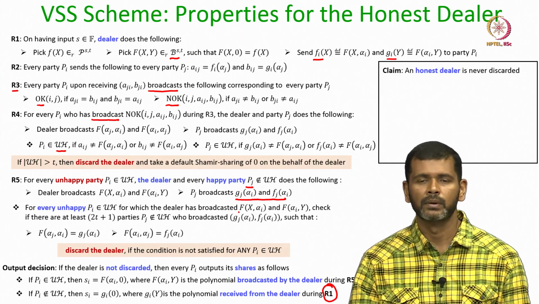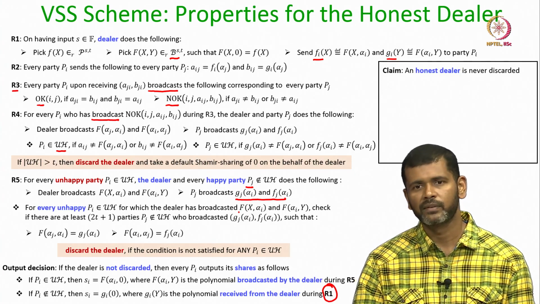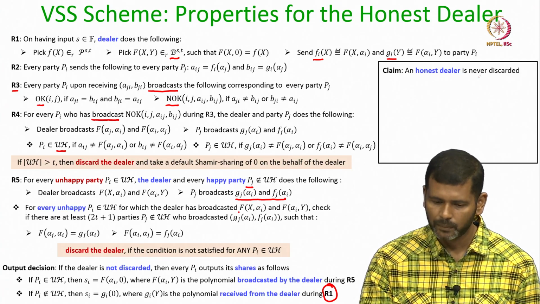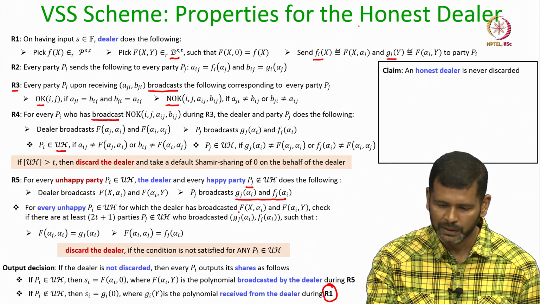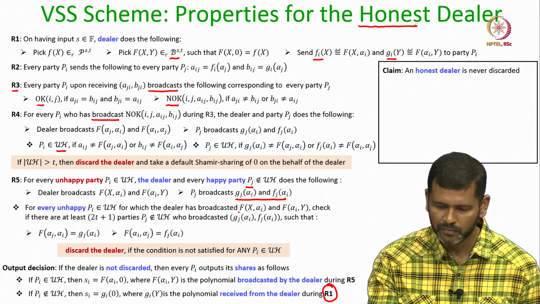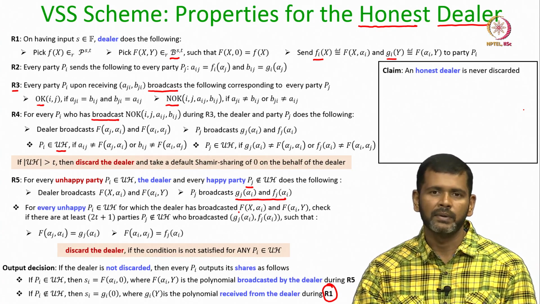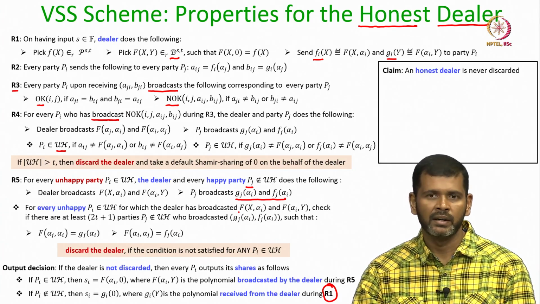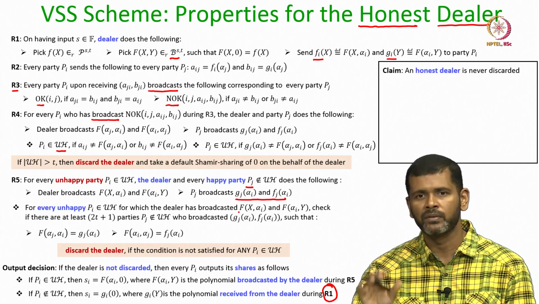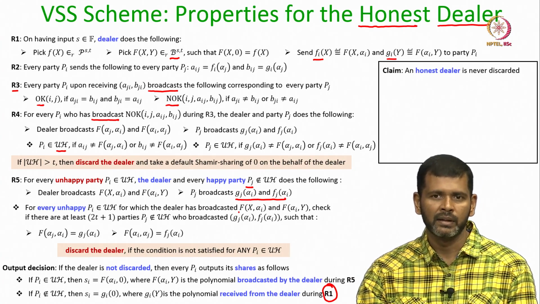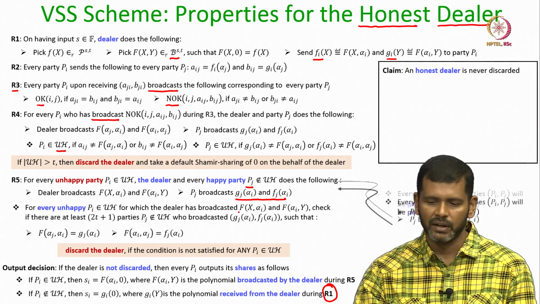Now, we are going to prove the correctness, privacy and a strong commitment property here. So, let us first prove a bunch of properties for the case of honest dealer. So, we first claim that an honest dealer is never discarded in this protocol. Okay. If the dealer is honest and it follows the protocol instructions, whatever steps have been assigned for the dealer, if it follows those steps honestly, then it will never be discarded.